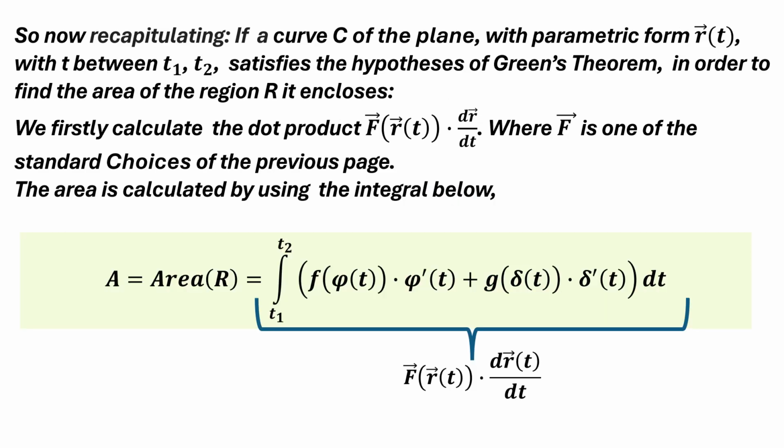So now recapitulating, if a curve C of the plane, with parametric form R of t, with t between t1 and t2, satisfies the hypotheses of Green's theorem, in order to find the area of the region R it encloses, we follow these steps. We firstly calculate the dot product of F of R of t with the derivative of R, where F is one of the standard choices of the previous page. The area is calculated by using the integral below.